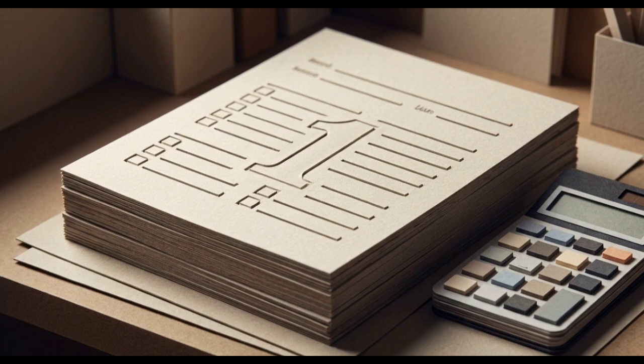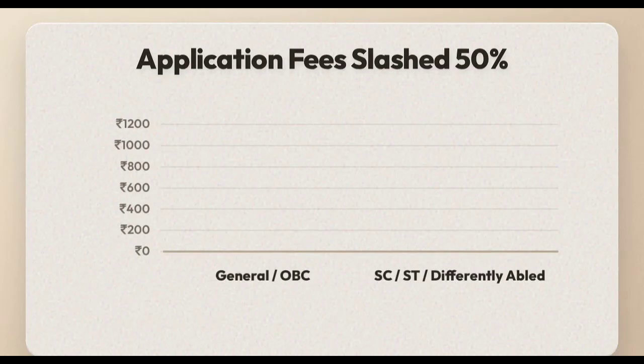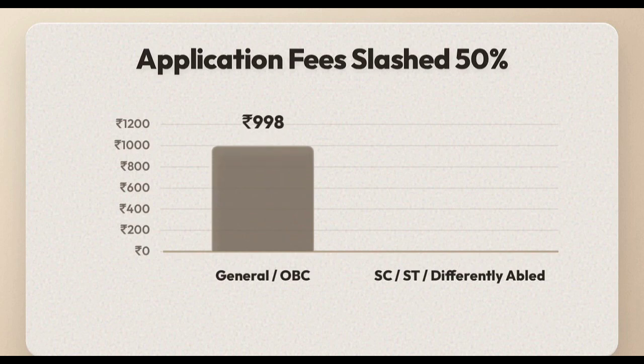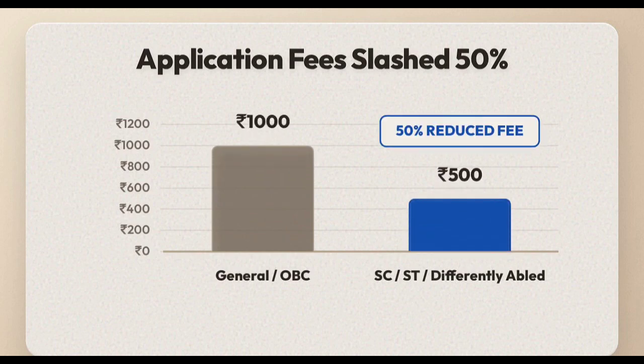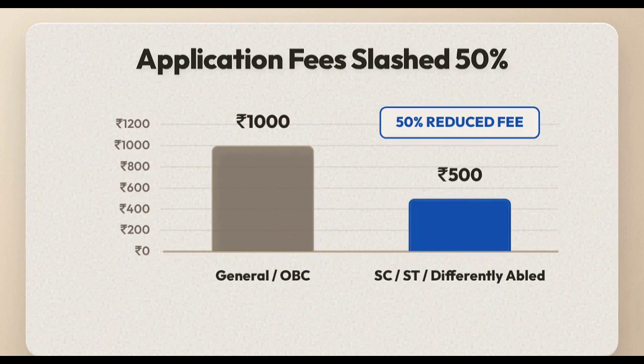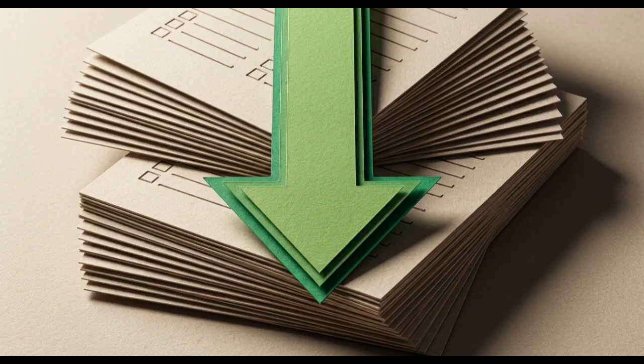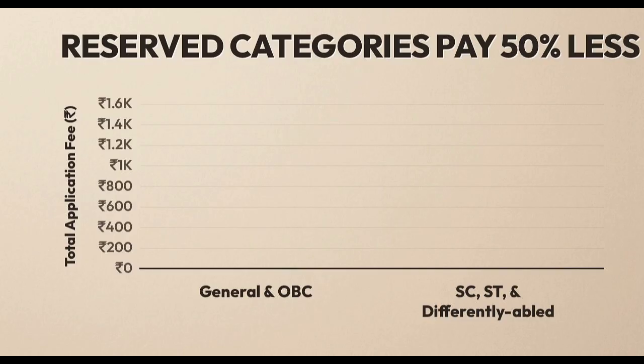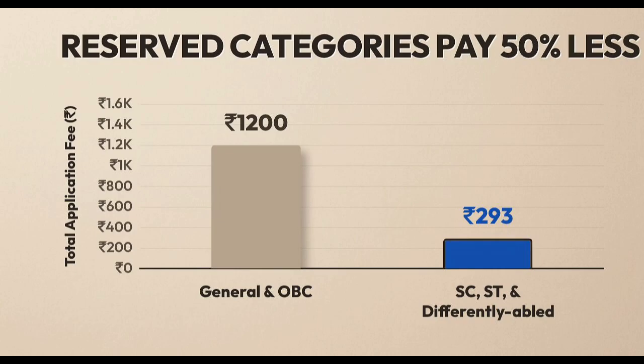Now, let's talk about the fees. If you are applying for just one paper, it costs 1,000 rupees for general and OBC candidates. For SC, ST, and differently abled applicants, that fee is reduced to 500 rupees. If you decide to write both papers, there is a slight discount. General and OBC candidates pay 1,200 rupees total, while SC, ST, and differently abled candidates pay 600 rupees.